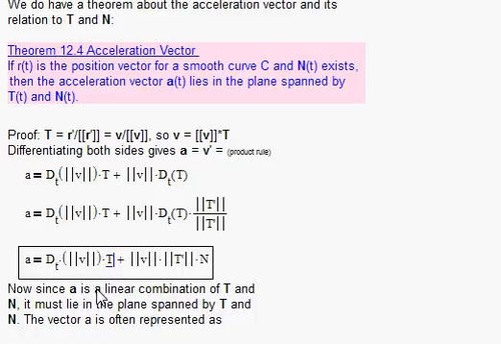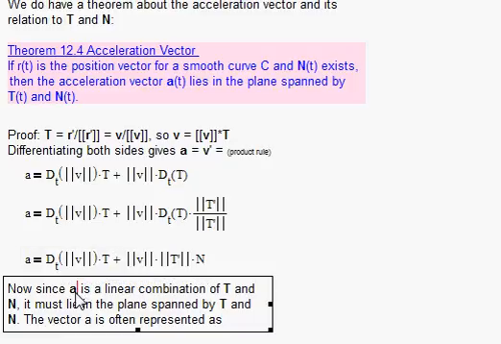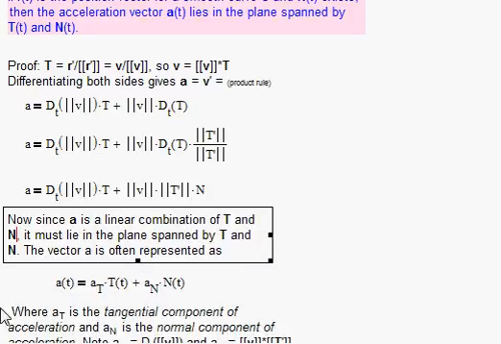Now, this is a linear combination of the unit tangent vector and the normal vector, where the coefficients are scalar functions. So our vector a, the acceleration vector, is a linear combination of T and N. And since it's a linear combination of those two, it has to lie in the plane spanned by T and N. And often it's represented like this.